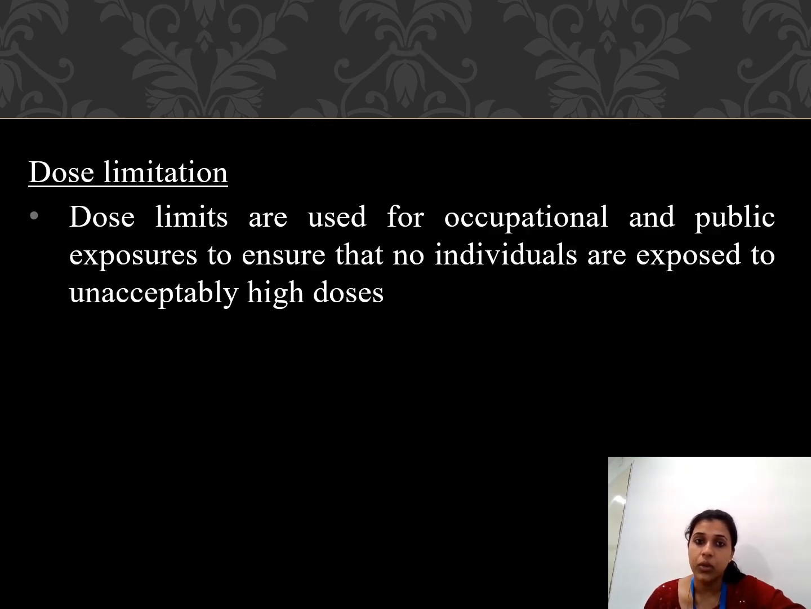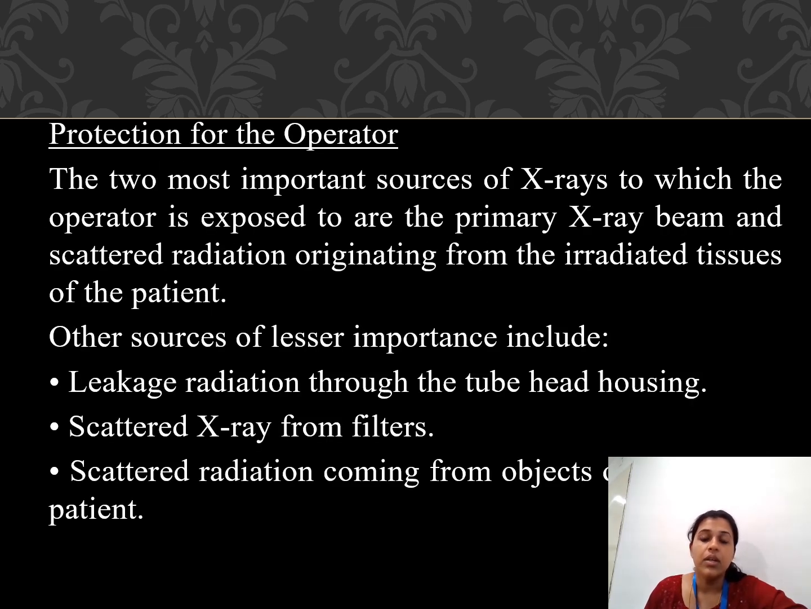And third one is dose limitation. So dose limits are set for occupational and public exposure. So this is done to ensure that no individuals are exposed to unacceptably higher doses. So moving on to the first one, that is protection for the operator.